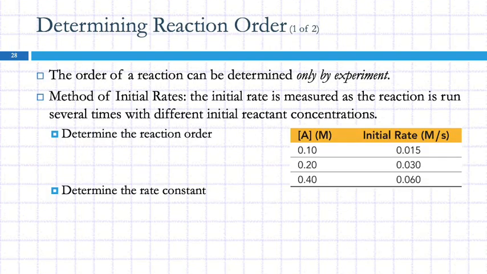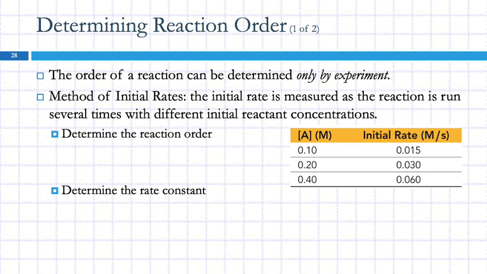Well, how do we determine the reaction order? This can only be determined by experiment. You cannot look at a chemical equation and say, oh, that's first order, or oh, that's zero order. It can only be determined by experiment. There's a couple of different methods. One method is called the method of initial rates. So here we have an initial rate that's measured when the reaction is run, and we're going to start with different concentrations of reactants. And as we change the starting concentration, we're going to see how that affects the rate.